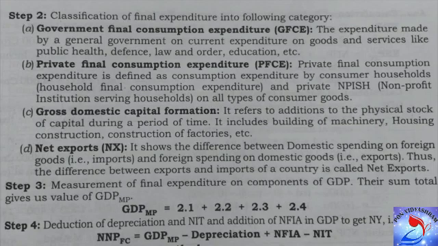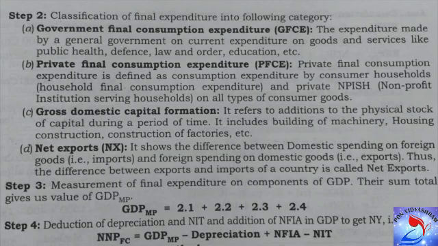First, government final consumption expenditure, that is expenditure made by the general government on current expenditure on goods and services like public health, defense, law and order, education, etc. These goods and services generate no income because they are produced by the general government without any profit motive. They are valued at their cost to the government as they are not sold to the citizen and have been produced for the social welfare of the citizen.